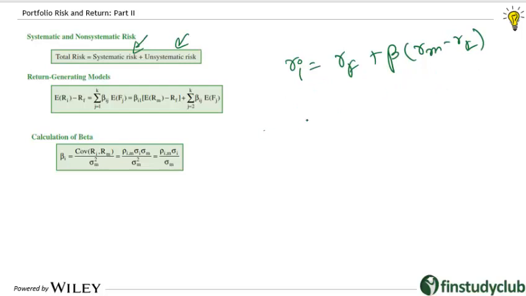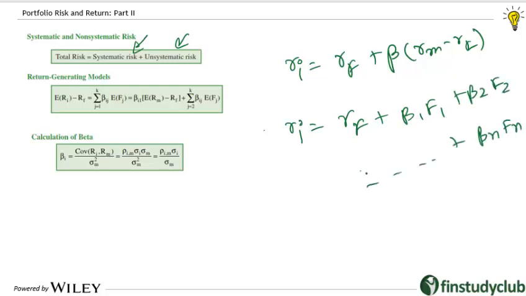So there essentially we are talking about Ri being equal to Rf plus beta 1 factor 1 plus beta 2 factor 2 and so on till beta n factor n. Okay, so you're going to have an n factor kind of model. Of course, your CAPM becomes a simple version of it, where you have a single factor, and this single factor is the market risk premium.